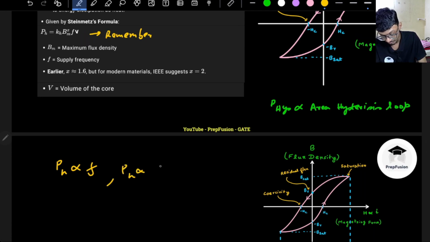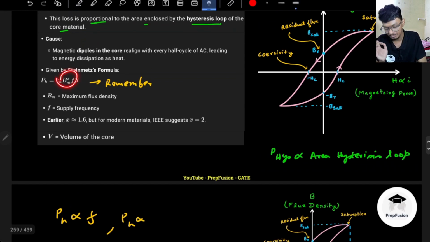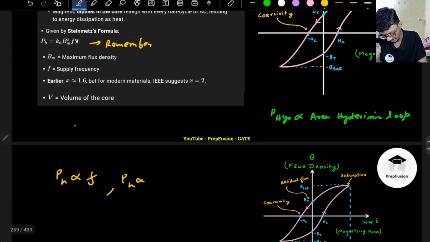My P_h is proportional to the flux density, but actually it is not directly proportional to the flux density. It is B_m raised to power x. What is x? x is a constant known as Steinmetz's constant. Now actually x depends on the material.